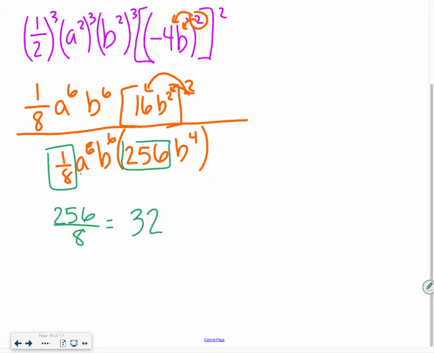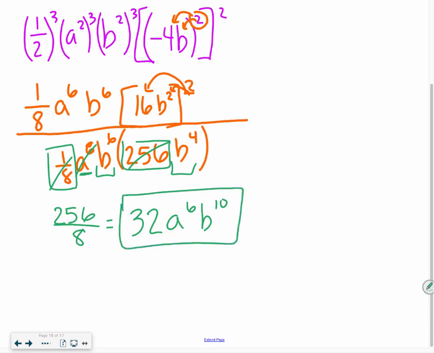Now let's see what about my a's. I have a to the 6th, and that's my only a, so I'm going to leave that. I'm done with everything I'm crossing off. I'm left with b to the 6th times b to the 4th. So that becomes b to the 10th power. I no longer have any bases that are repeated. I don't have any powers to powers, so I am done. I am as simplified as I can get on this one.